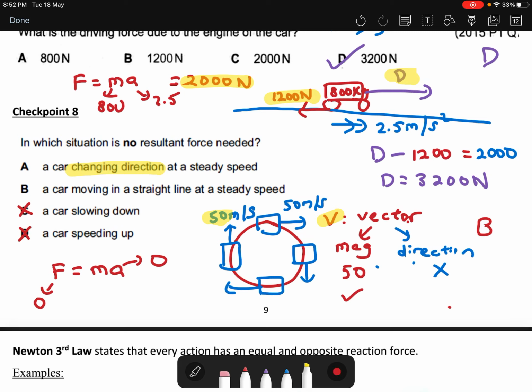Right. So just another point: if you say that option A has a resultant force, what is the direction of the resultant force? Whenever you're undergoing circular motion, the resultant force always acts towards the center of the circle. This is what we call the centripetal force, that you will learn if you take physics at a higher level. Alright, so this is for checkpoint 8.